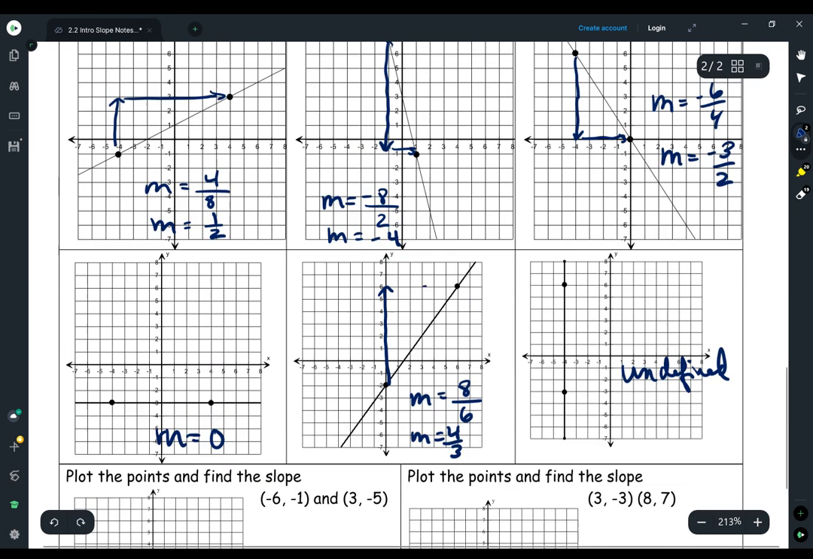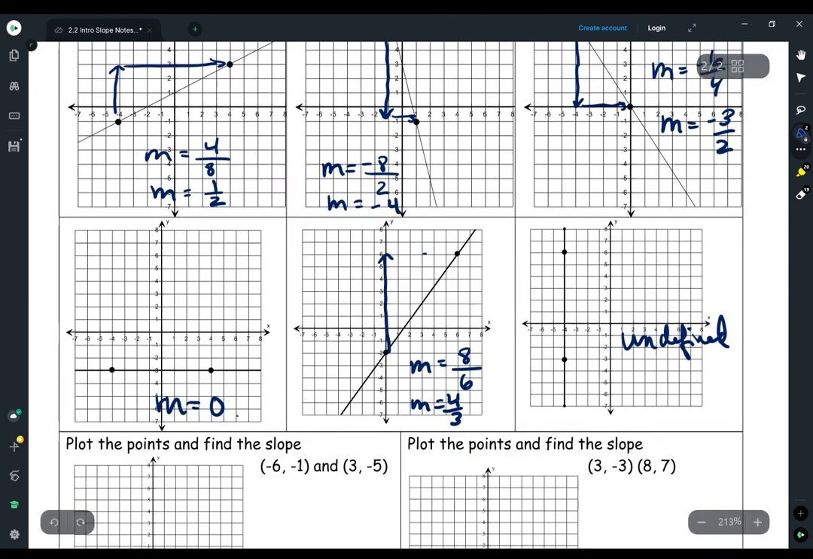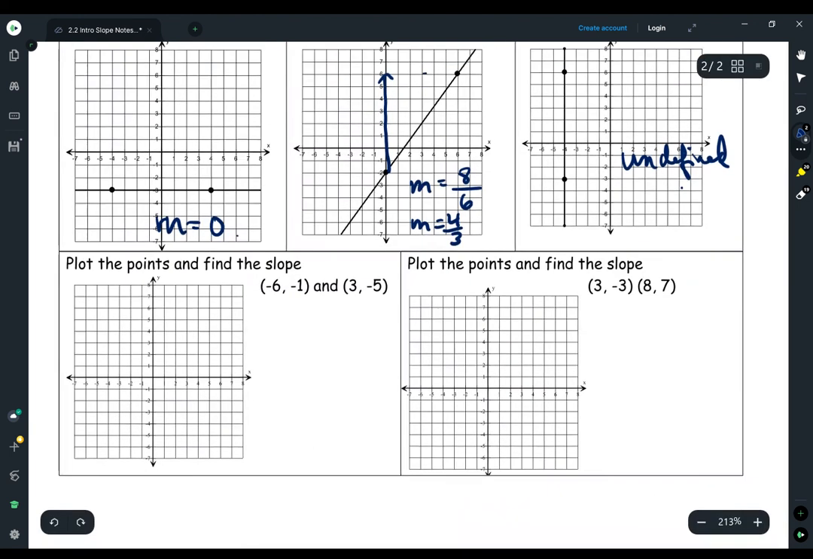So I do have answers for those 6. You can go ahead and check them. Notice for the 0 and undefined slope lines, I just recognized that they were horizontal or vertical, and gave an answer right away. For the last 2, we need to plot some points. First I'm going to plot -6, -1. And then I'm going to plot 3, -5. Once I have those 2 points, I'm going to connect them with a line, and then find my slope.